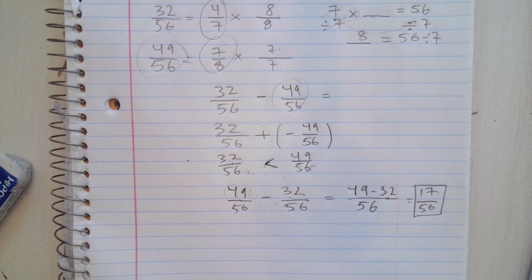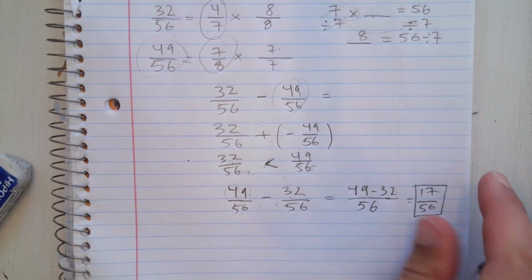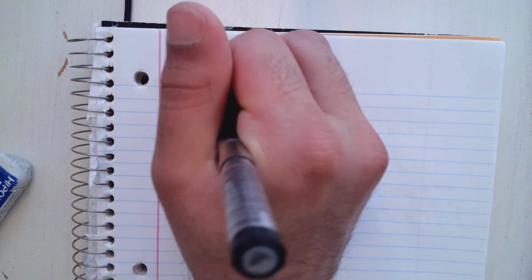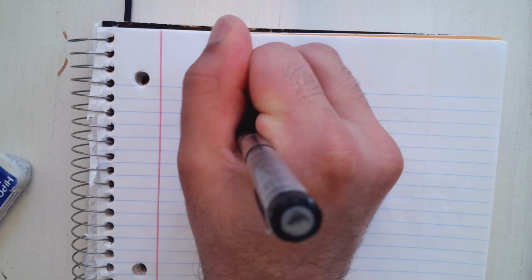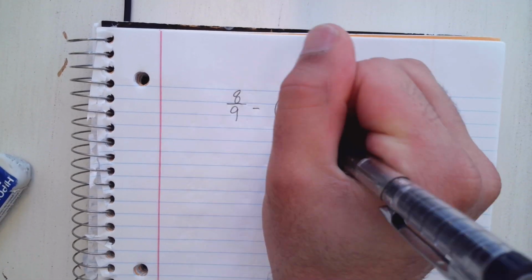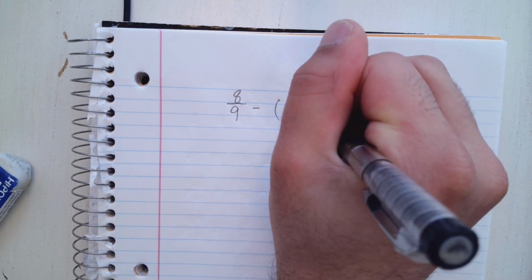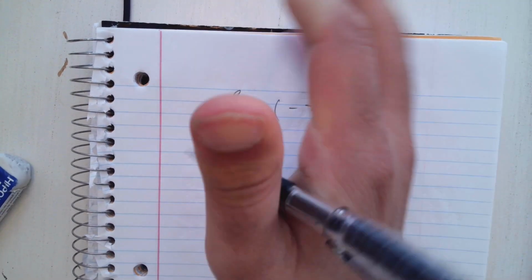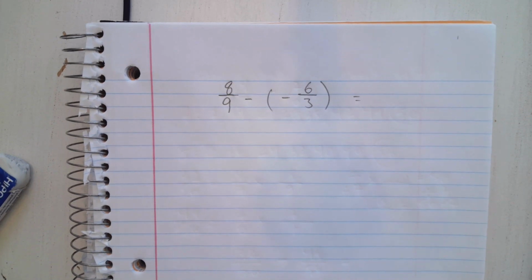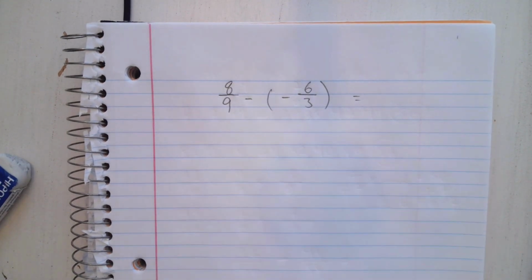Okay, good. Let's try another practice. And this one's going to be the same idea, but we're going to change it up just a little bit. Let's do 8 over 9 minus negative 6 over 3. Okay. So we're subtracting fractions.